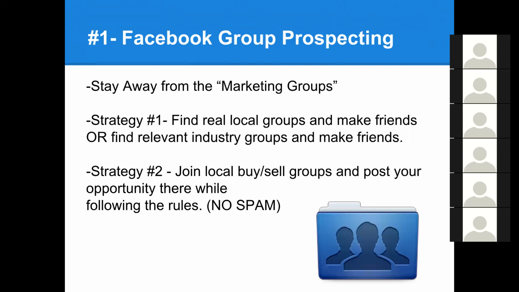So strategy number 2 is to join buy and sell groups, and you can post your opportunity there while following the rules. Again, don't spam. Everybody hates a spammer. It's bad karma, and it's bad for everybody else's business as well. So you don't want to spam, but you could say, for example, if I'm going to have a home meeting, let's say that I want to organize a home meeting, and I'm going to give them cookies and Kool-Aid, and I'm going to talk about how they can triple their Bitcoin, right, in ABB.